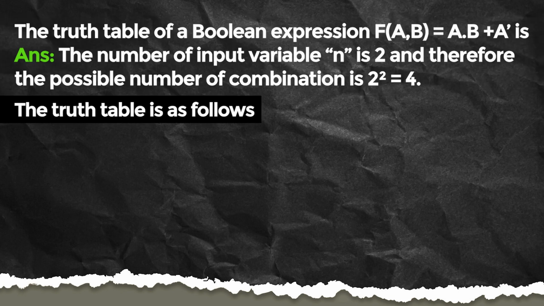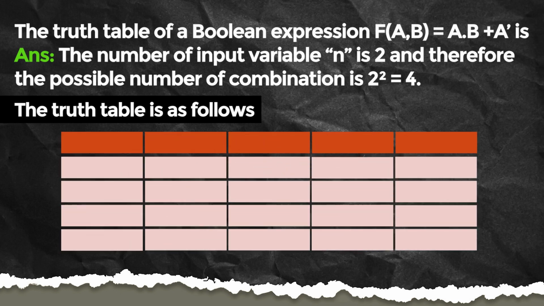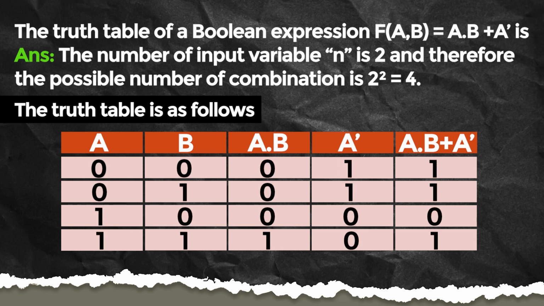That is shown in the truth table, where the first row has the variables: the first column is the variable A, the second column is the variable B, the third column is the operation A dot B, the fourth column is A prime, and the last column is A dot B plus A bar. We have written the 4 different possible combinations of the input variables A and B, that is 0 0, 0 1, 1 0 and 1 1.